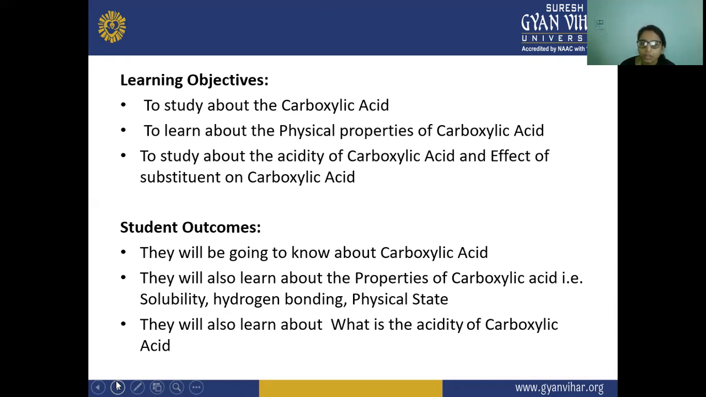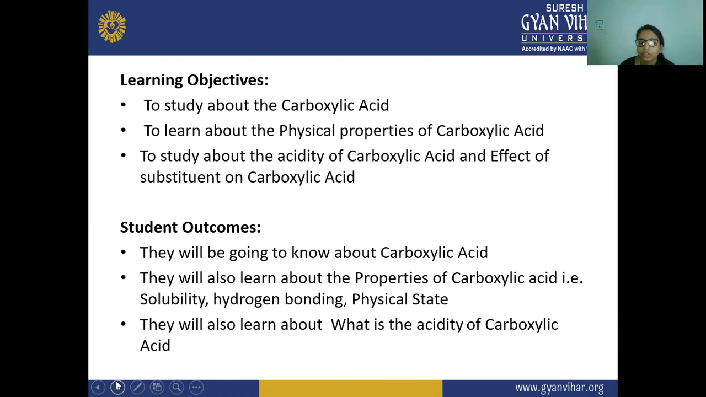The student outcome is that they are going to know what is carboxylic acid and what are the properties of carboxylic acid, that is your solubility, hydrogen bonding, physical state. Are these carboxylic acids soluble in water or not, are they soluble in aqueous solvent or in non-aqueous solvent, what is the hydrogen bonding of this carboxylic acid, and what is the physical state of this carboxylic acid.